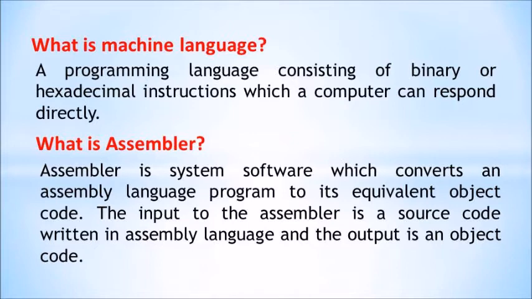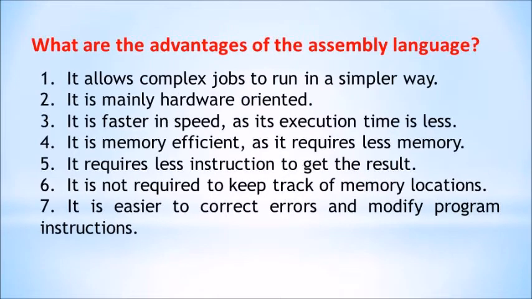So there are two basic assembler functions. First one, translating source code to its equivalent object code, and second one, assigning machine addresses to symbolic labels. Now next question is, what are the advantages of assembly language? First one, it allows complex job to run in a simpler way.